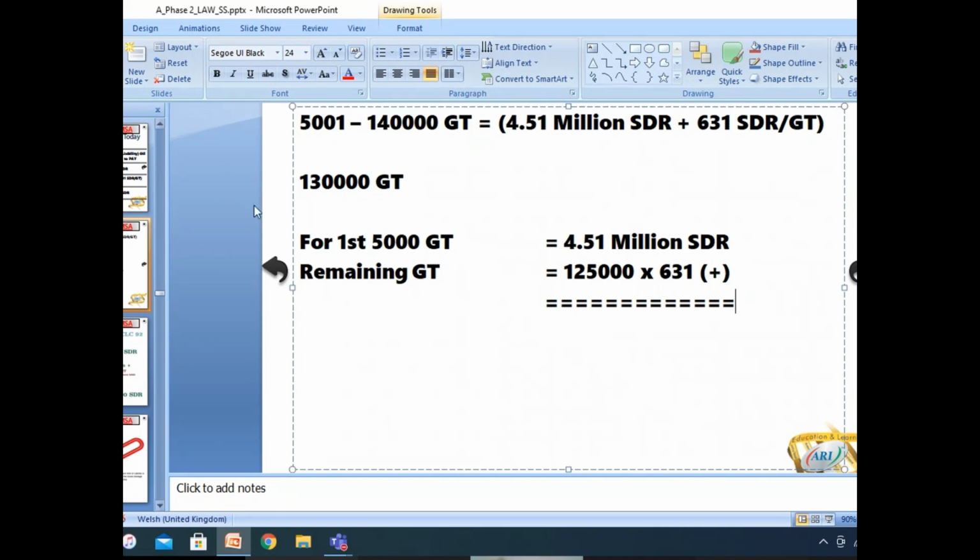Another example, suppose our crude oil tanker is 95,000 gross ton. The first 5,000 is this much. The remaining will be 90,000, that is 95 minus 5, into 631, whatever the total. Any questions?